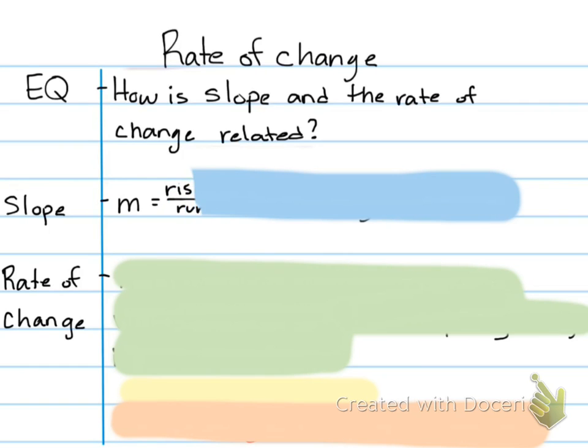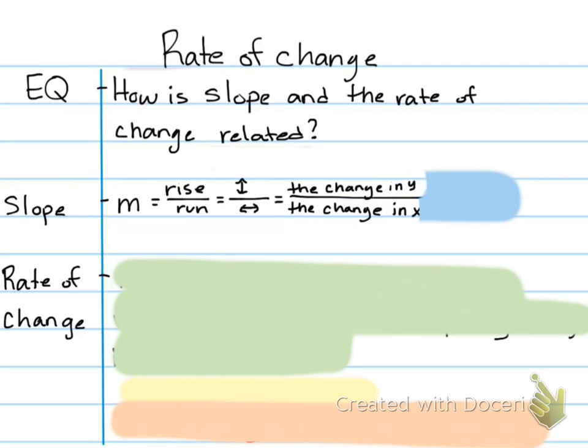We can also write slope as rise over run, which is the vertical change over the horizontal change. Okay, and a different way we can say it is the change in y over the change of x, or delta y over delta x.